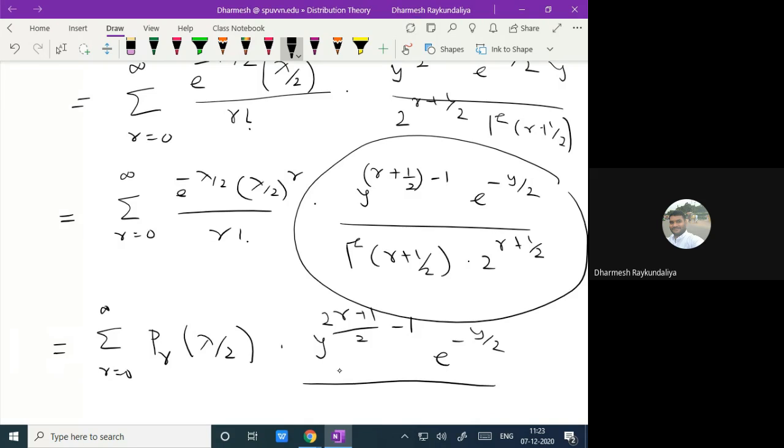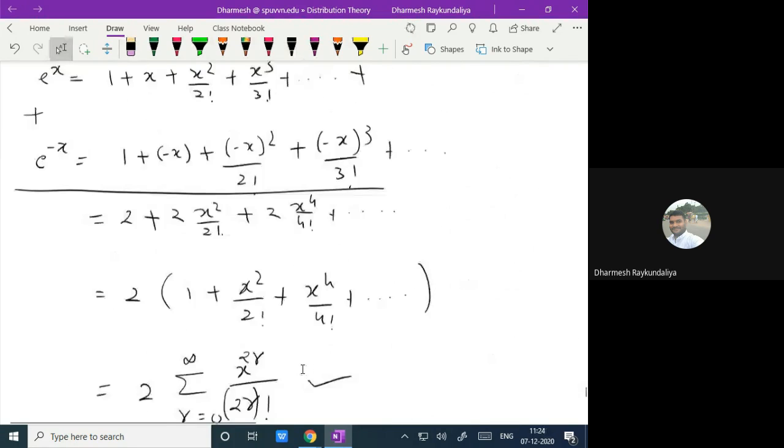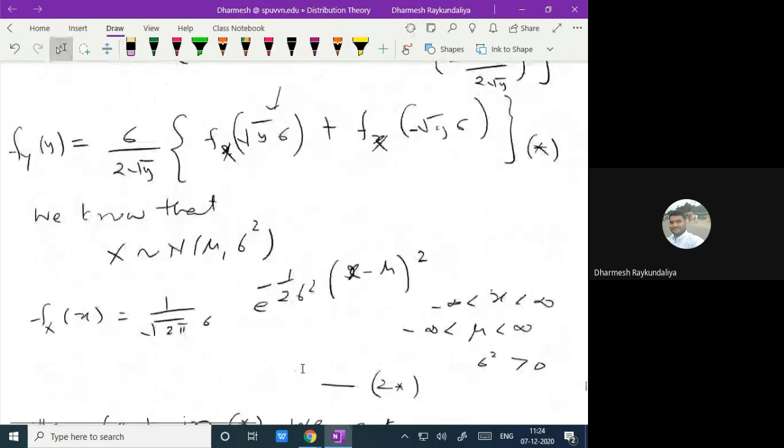This is divided by 2 raised to 2r plus 1 by 2 into gamma 2r plus 1 by 2. So if you say 2r plus 1 by 2 is nothing but n by 2, then it has the form y raised to n by 2 minus 1, e raised to minus y by 2, over 2 raised to n by 2 into gamma n by 2. So this is nothing but the PDF of a central chi-square.